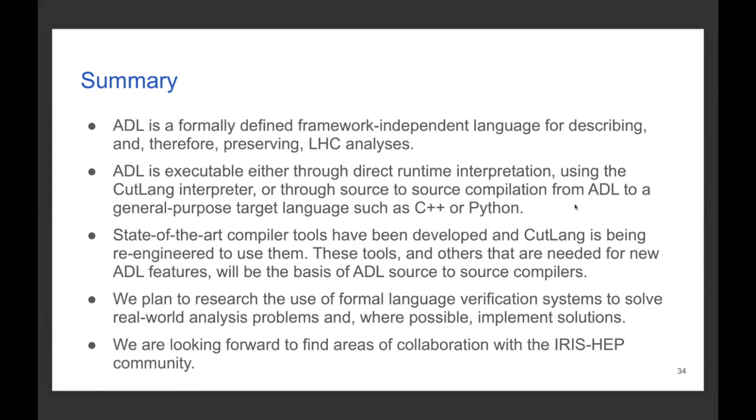Of course, once you have a language like this, of which we have control, there are many things that one can potentially do, such as automating the finding of the overlap regions or disjoint regions, as was described by both Daniel and Grigory. But of course, this is a research problem. And so we plan to embark on a program to understand how these formal language verification systems, solvers, can be used in real-world analysis problems, such as the one that was described by Daniel, and where possible, implement solutions. That's very important, and that's work that's yet to be done.